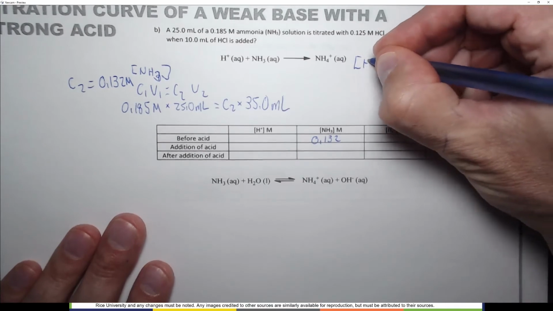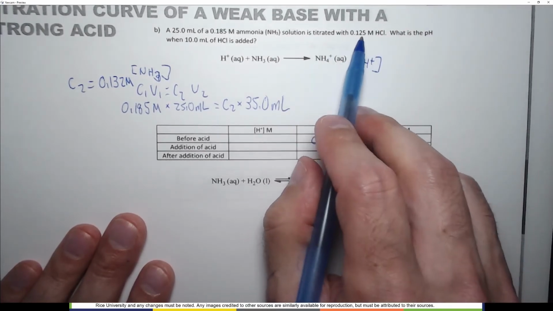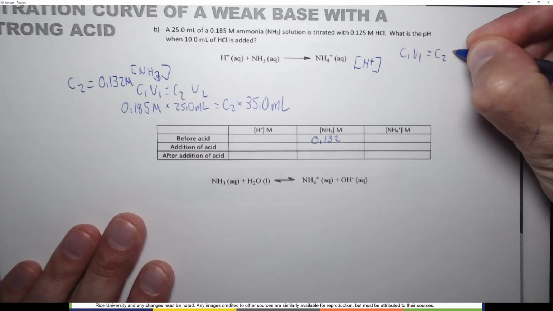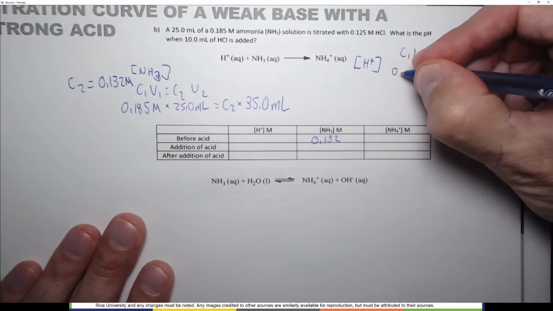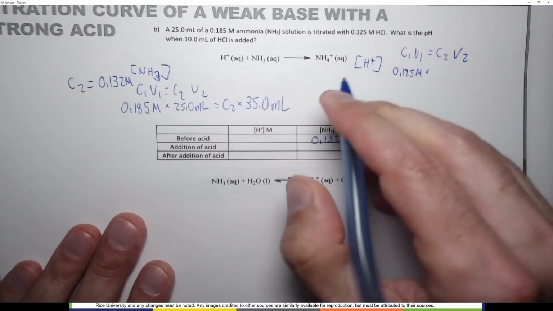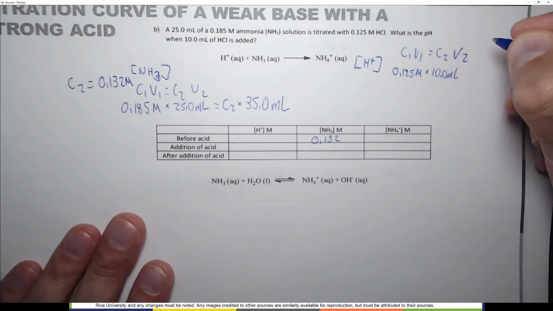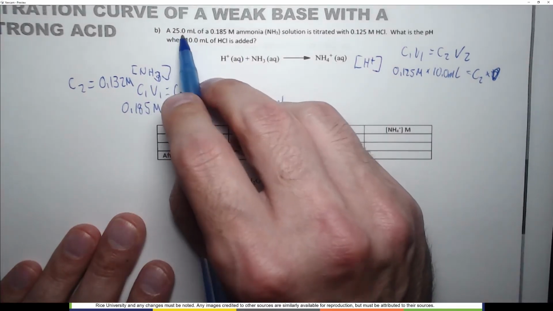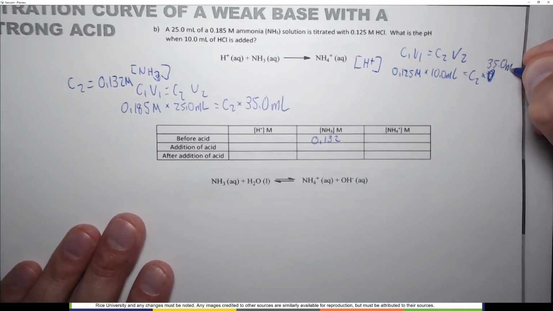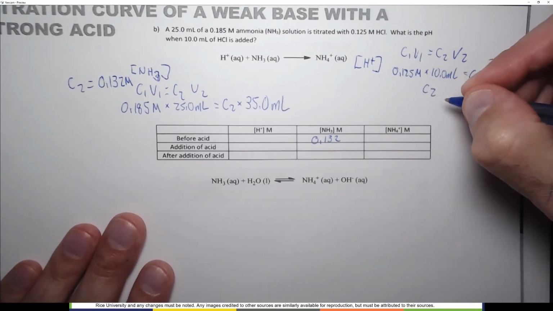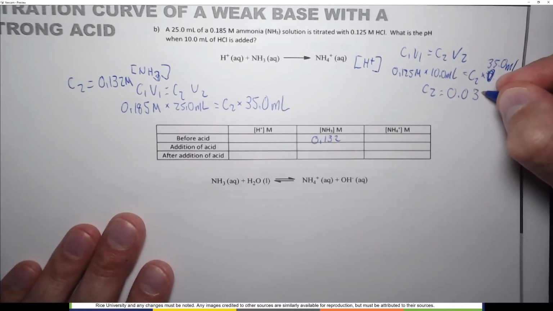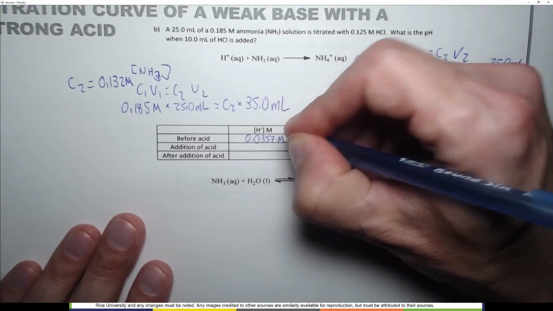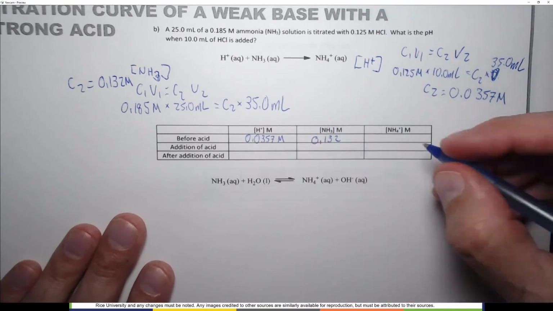How about for H+? Well, for the concentration of H+, I need to do the same thing. The H+ is 0.125 molar, and we're adding 10 milliliters of it. So again, C1V1 equals C2V2, but in this case, C1 is 0.125 molar, and the amount we add is 10.0 milliliters. C2 is still the variable, and V2 is still 25 plus 10, which is 35 milliliters. When we do that, we find that C2 here is 0.0357 molar. The initial concentration of NH4 plus we assume is 0.